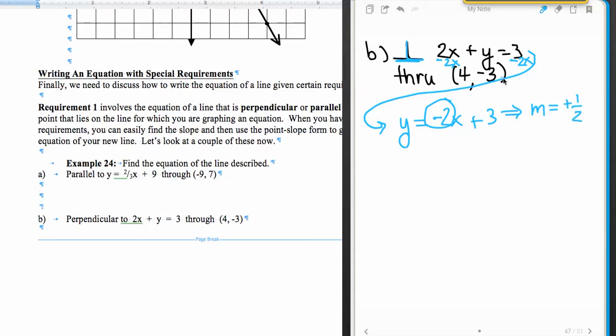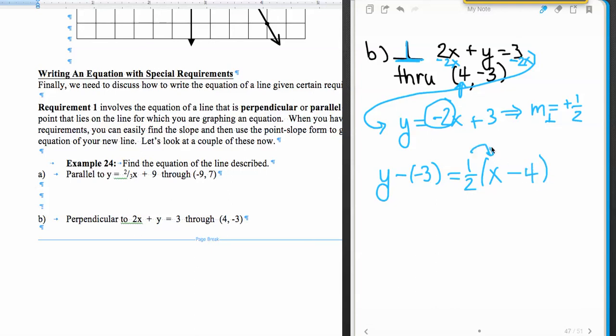So that's our slope. This is our point. It is not a y-intercept point because x is not 0. So now we're going to plug into our point-slope form. y minus the y-coordinate here, which is a negative 3, equals our slope, which is 1/2, because this is the slope of the line that's perpendicular to it, times x minus the x-coordinate, which is 4, right there.